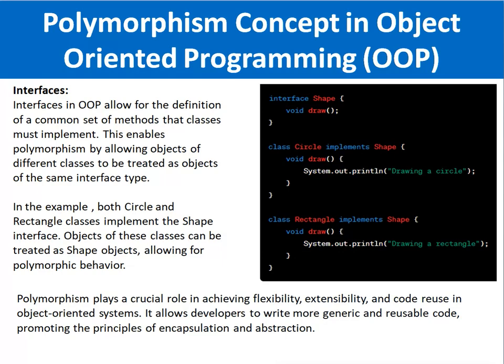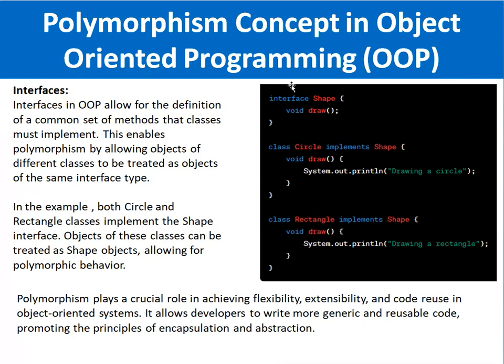Okay. Next is the interface. An interface in object-oriented programming allows for the definition of a common set of methods that classes must implement. This enables polymorphism by allowing objects of different classes to be treated as objects of the same type, the interface type. For example, this is the interface Shape, and it has a method draw. This class Circle basically implements Shape, so it must define the void draw method. Similarly, the class Rectangle implements Shape, and it must define the draw method.